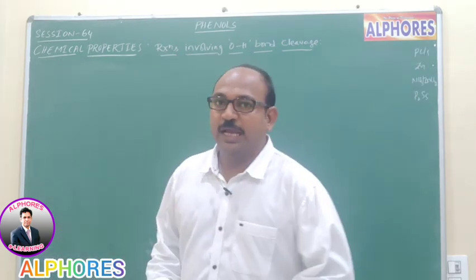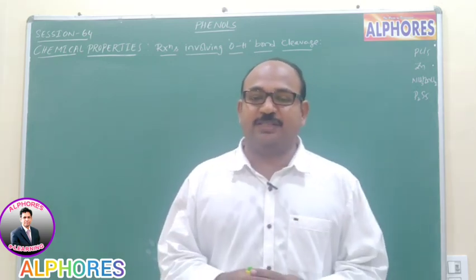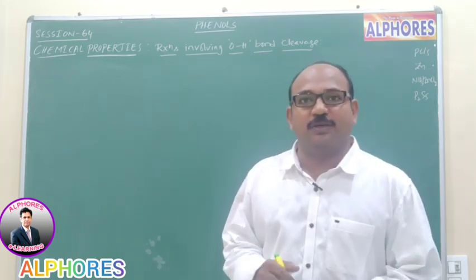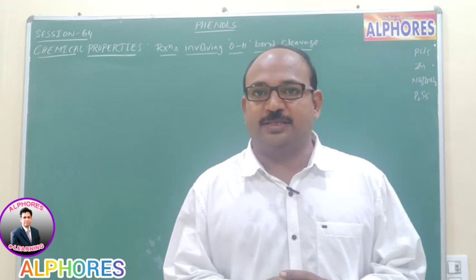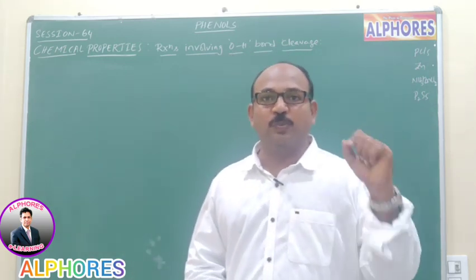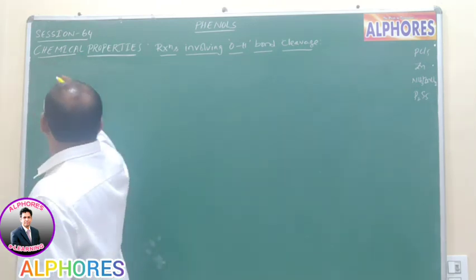So students, so far we discussed the reactions in which OH bond cleavage takes place. Now if you observe, C-O bond cleavage is also possible under drastic conditions. Let us see such reactions, but remember that the yield is poor in such reactions. The first one is the reaction with PCl5.